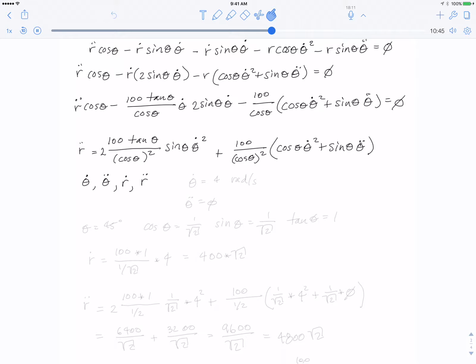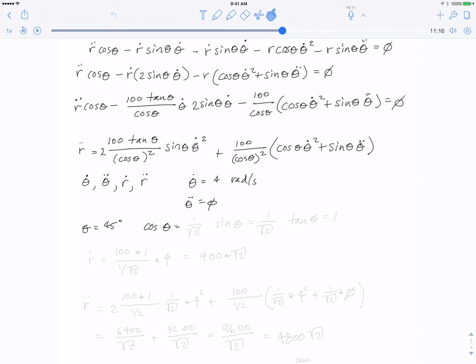So rather than put this all together, then plug in theta, I'm going to plug in theta's 45 degrees right now and see what everything is. Okay, so we know that theta dot is 4 radians per second. Theta double dot is 0.